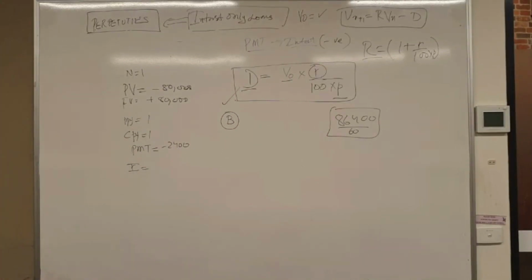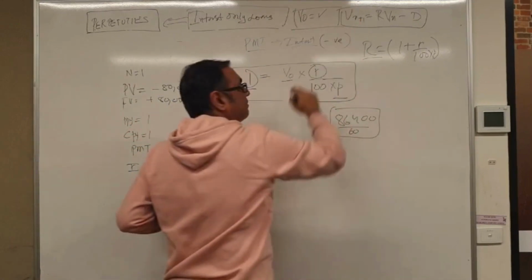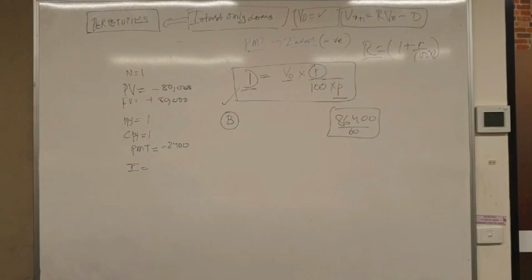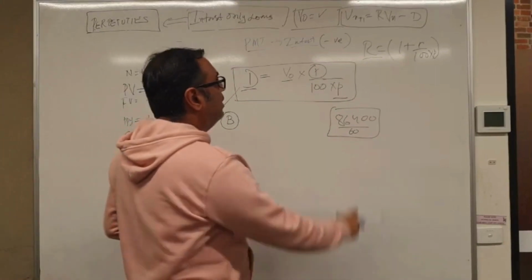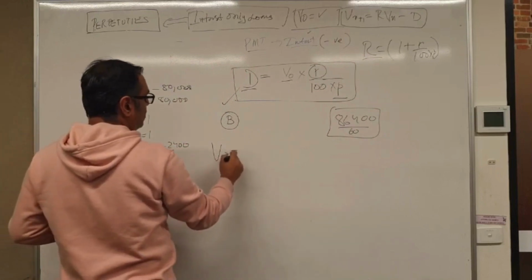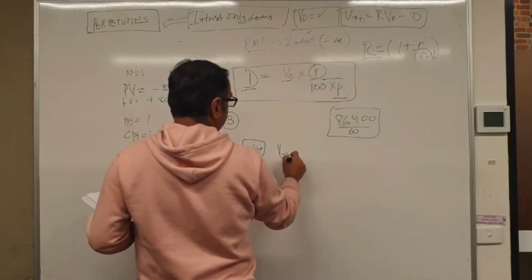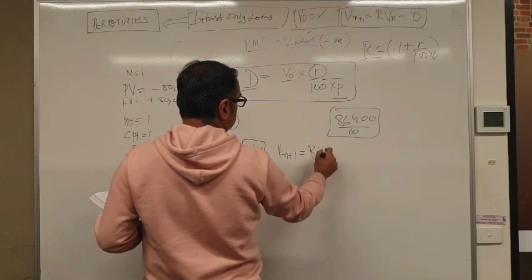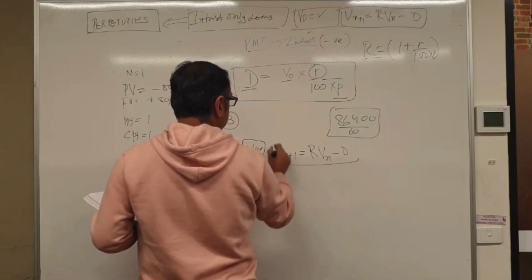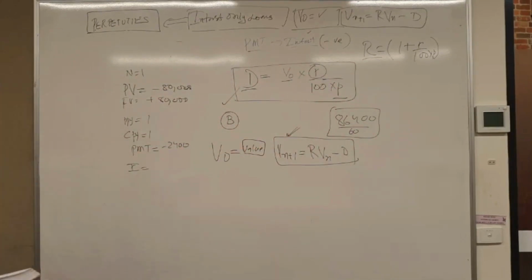It says, which of the following recurrence relations can model this? Now look at the form of the recurrence relation here. It says V0 equals a value, and this is very important: Vn plus 1 equals R times Vn minus D. If you look at this formula, can you eliminate a few choices?